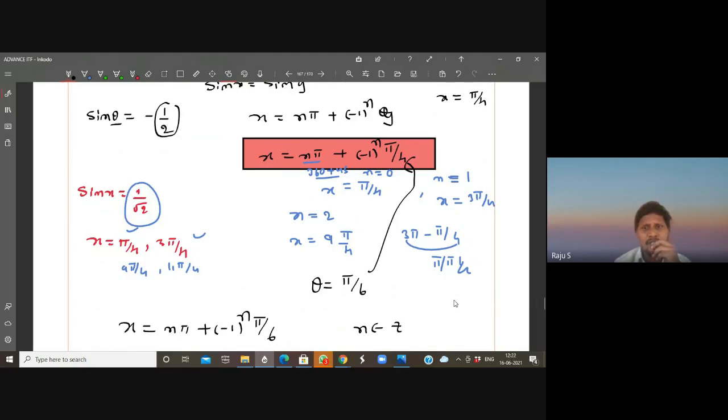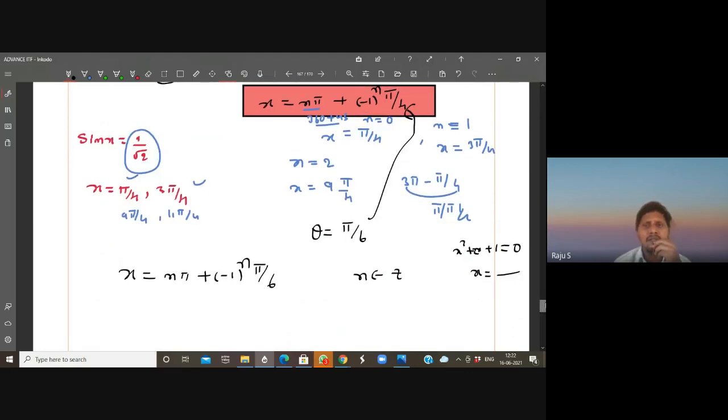For example, if a quadratic equation like 2x plus 1 is equal to 0 is there, I want to find the solution, which means here we are finding the x values. Here the solution is nothing but the theta value we need to find. Principal values means the solution in between 0 to 2 pi alone. General solution means from minus infinity to plus infinity.